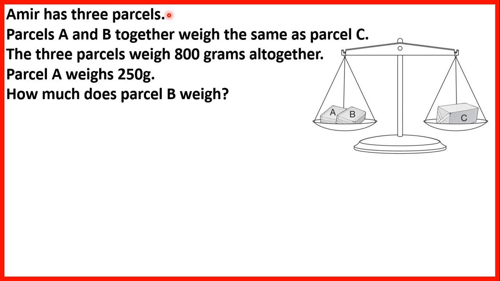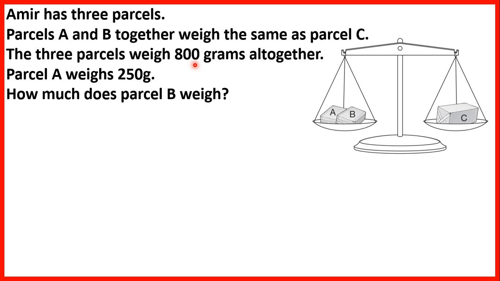Amir has 3 parcels. Parcels A and B together weigh the same as parcel C. So on the balancing scales, we can see A and B has the same weight as C. Now the 3 parcels weigh 800 grams altogether. Parcel A weighs 250 grams. How much does parcel B weigh?